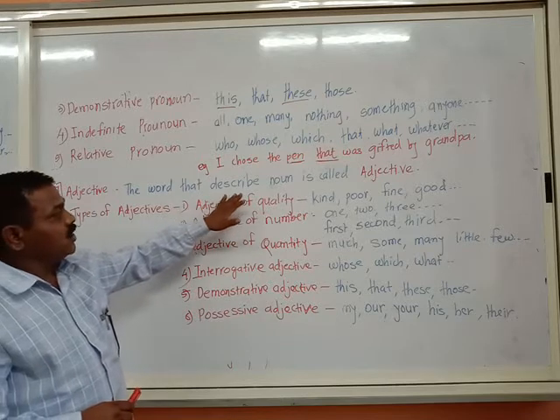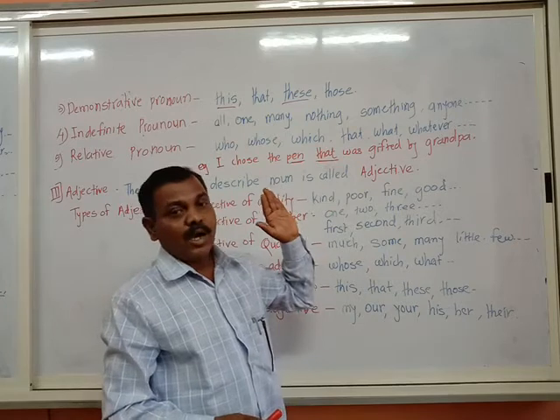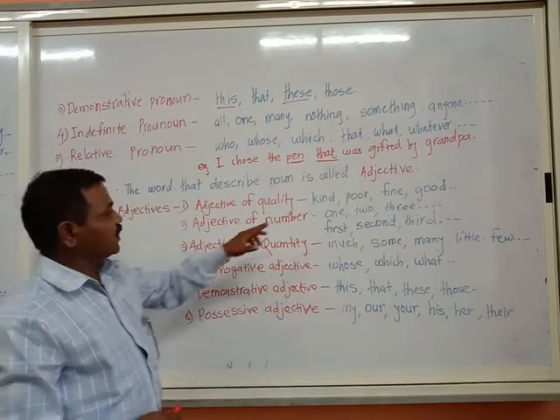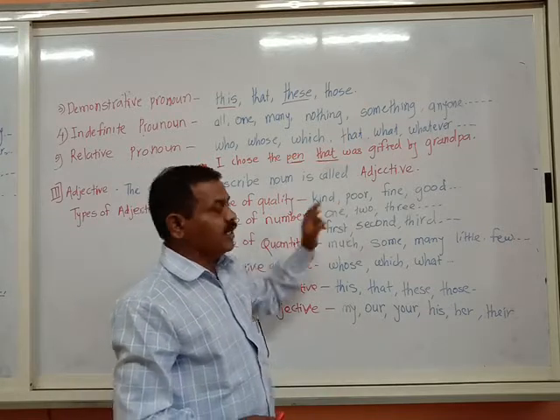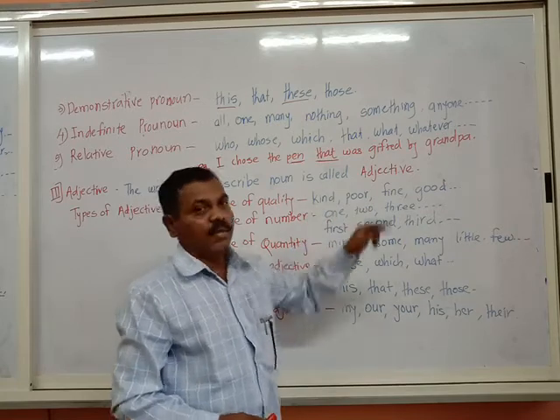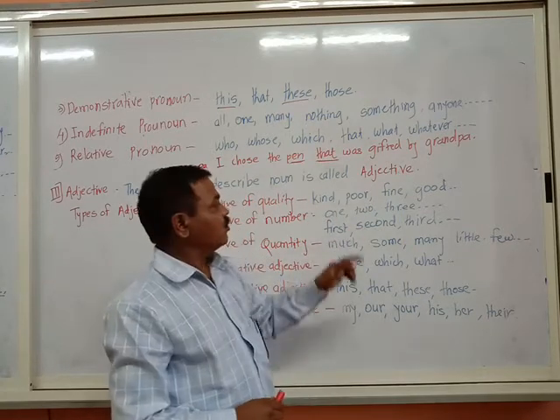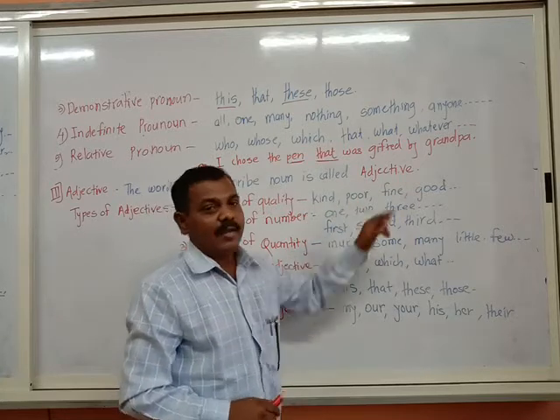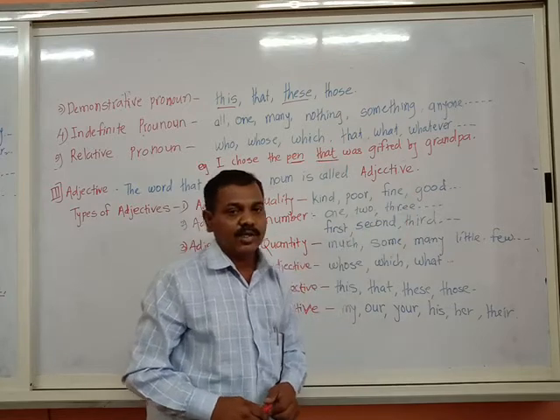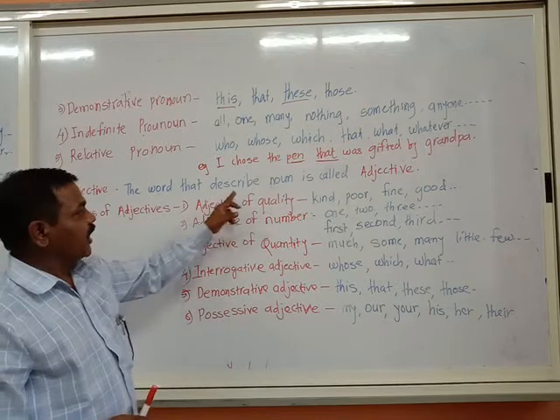What function is done by the adjective? That is to describe something: how the thing is, how the person is. Suppose we take an example, I met a man. Rather, if I say I met a kind man, it means how was the man? I met a poor man. So the man is described. In the same sense, you can describe many things. When things are described by some words, they are called adjectives.